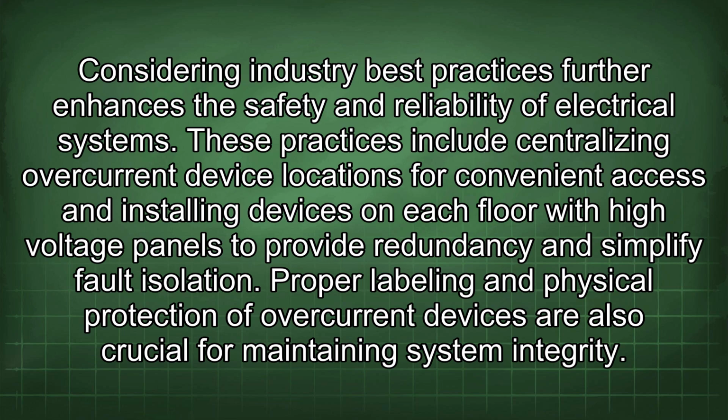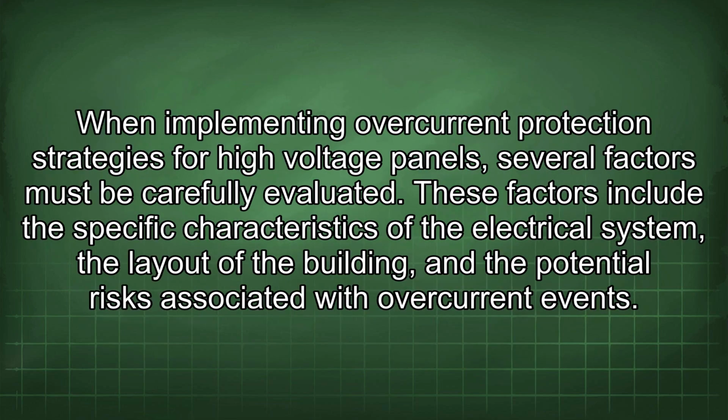These practices include centralizing overcurrent device locations for convenient access and installing devices on each floor with high-voltage panels to provide redundancy and simplify fault isolation. Proper labeling and physical protection of overcurrent devices are also crucial for maintaining system integrity. When implementing overcurrent protection strategies for high-voltage panels, several factors must be carefully evaluated. These factors include the specific characteristics of the electrical system, the layout of the building, and the potential risks associated with overcurrent events.